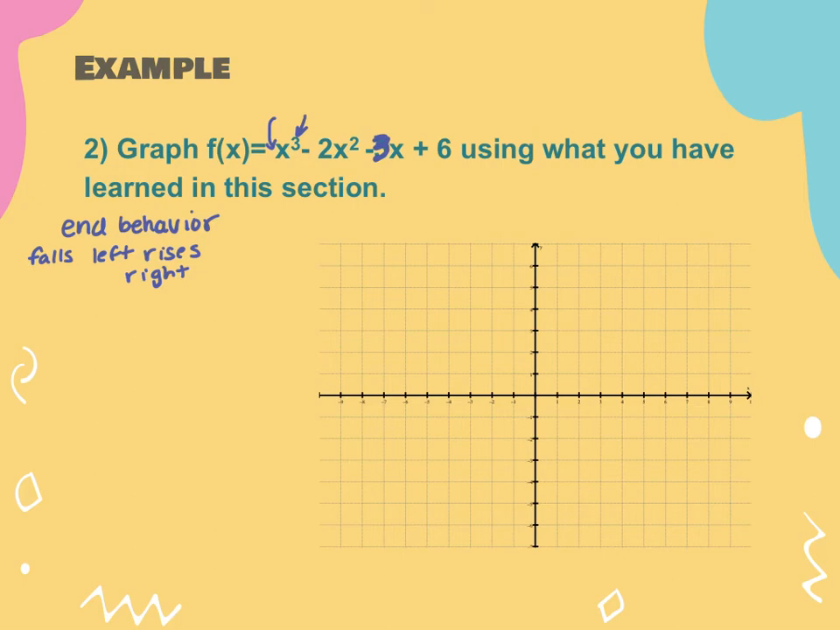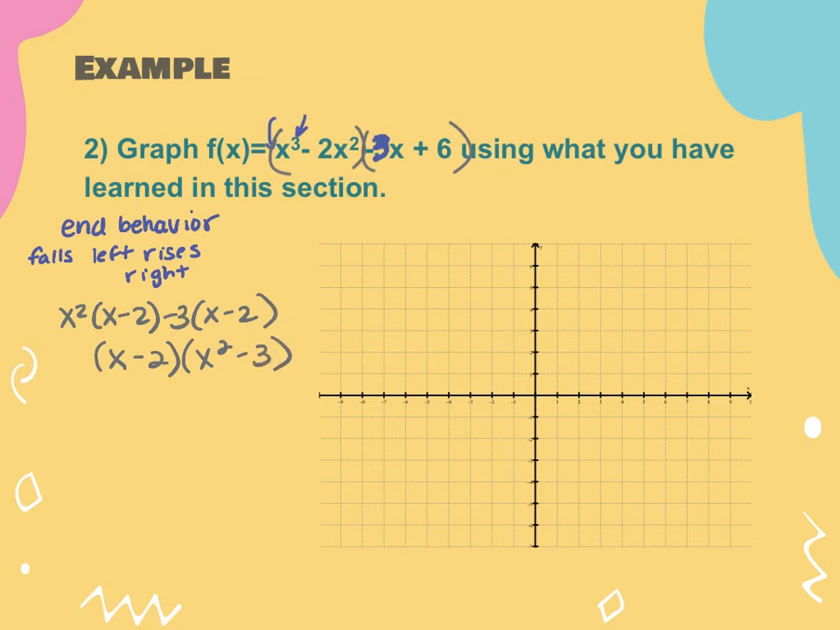All right, again, end behavior: falls left, rises right. Then we would factor by grouping to figure out my zeros. So I'm going to group this. Take out the x squared, x minus 2. Take out the negative 3, x minus 2. And I get x minus 2, x squared minus 3.